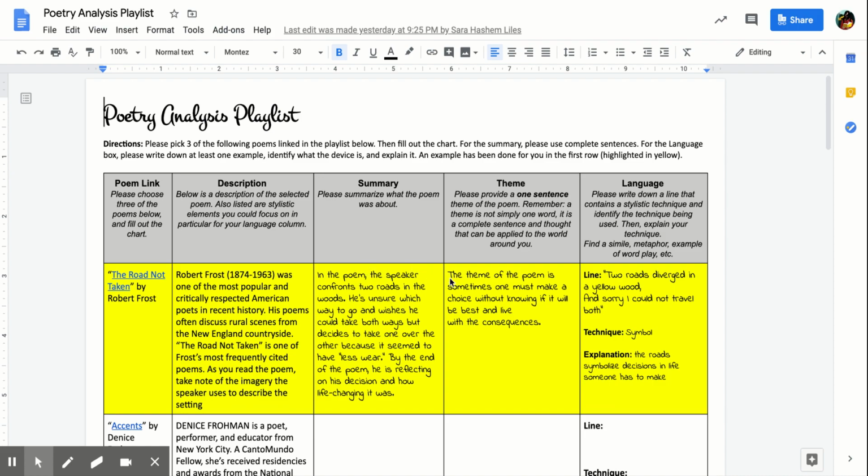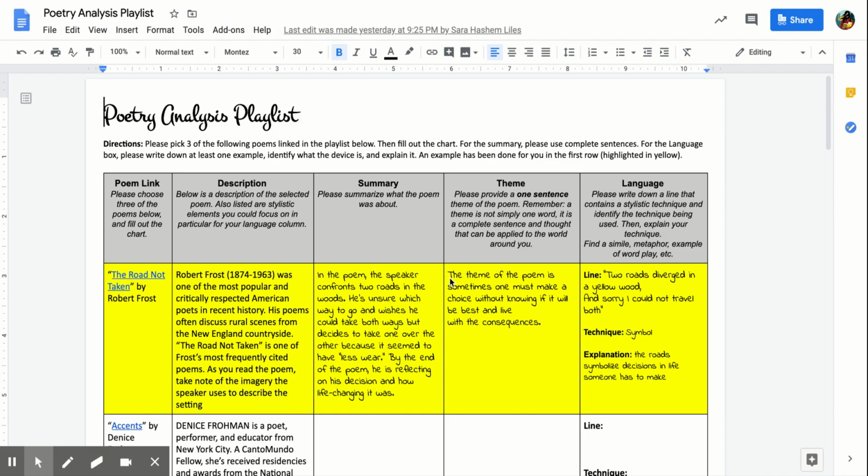Remember, a theme is a full sentence about what the author wants the reader to understand about the topic. A theme is not just one word. Now pause and review the notes, and then we'll move forward. The reader has identified that the theme of the poem is that sometimes one must make a choice without knowing if it will be best and live with the consequences.